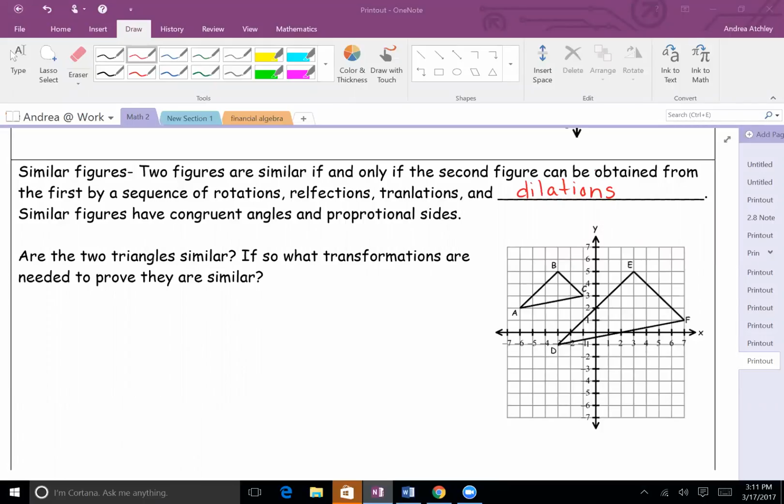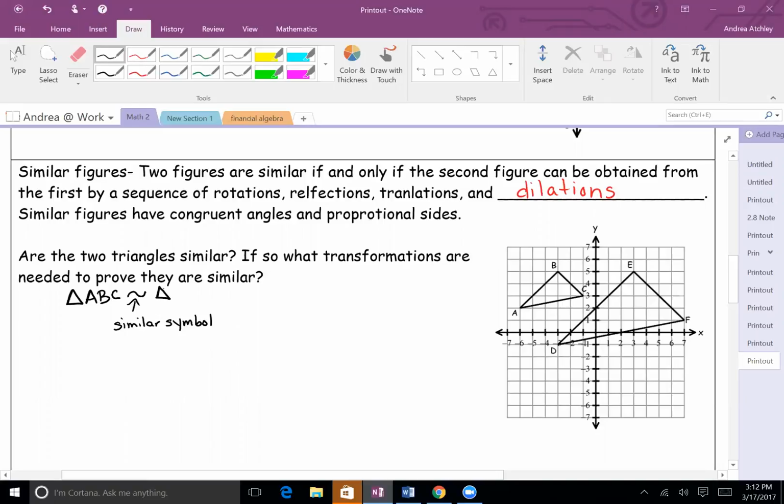Okay, so we're going to try and figure out if the two triangles are similar, and if so, what transformations are needed to prove they are similar. So we're going to start by writing a similarity statement, which is triangle ABC is similar. That is the similar symbol, just so you know. To triangle.